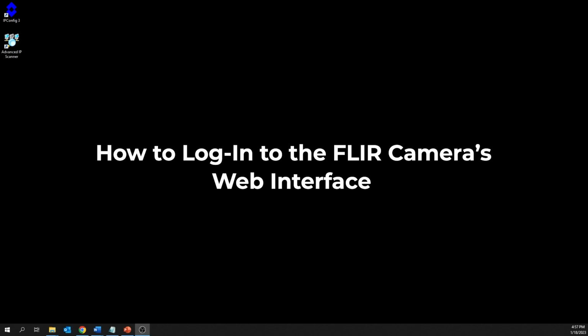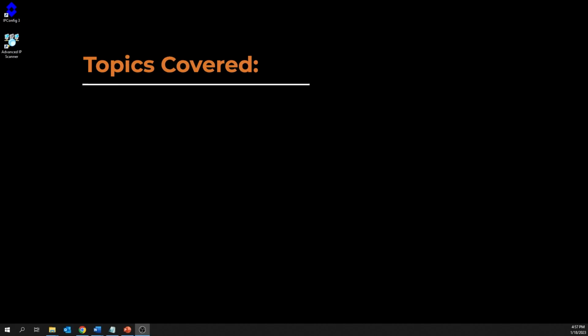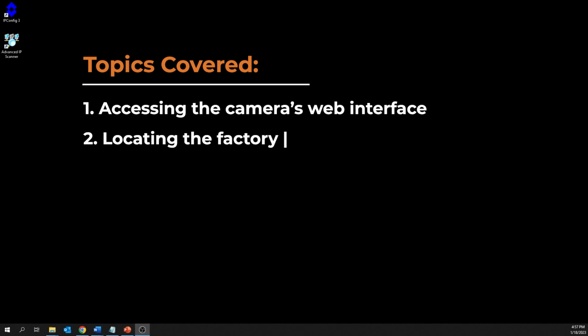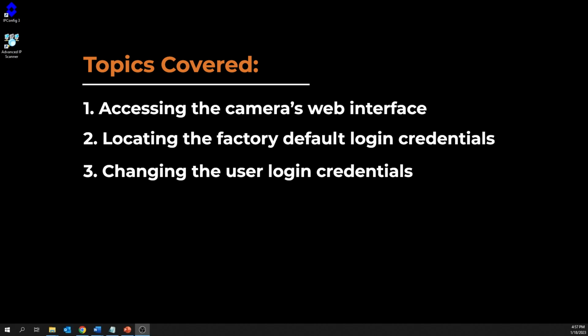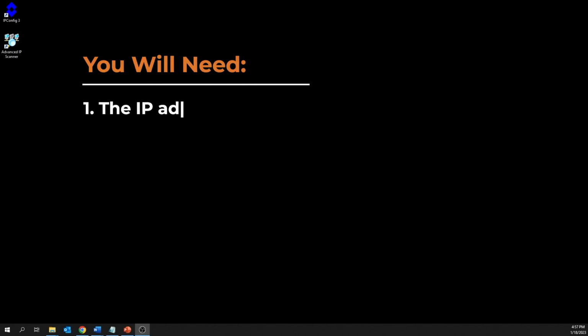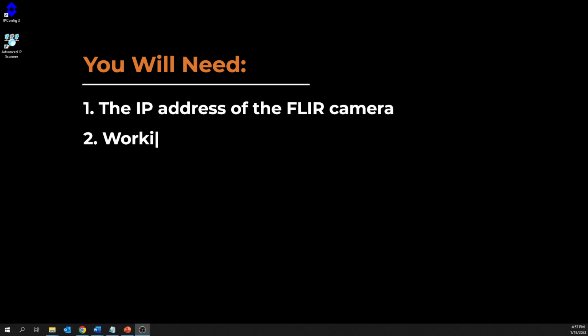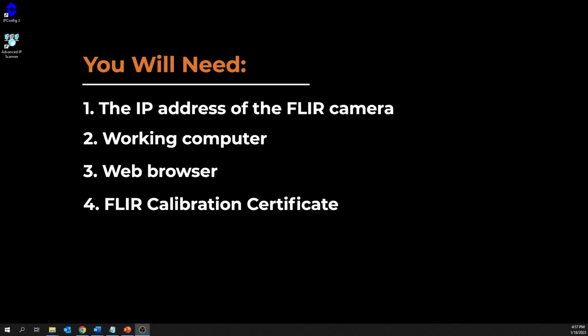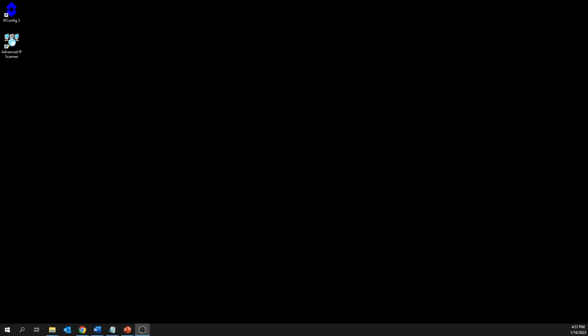Okay, let's get started. Topics covered in this video will include accessing the camera's web interface, locating the factory default login credentials, and changing the user login credentials. To complete this process, you will need the following: the IP address of the FLIR camera that is properly powered and connected to the network, a working computer that is also connected to the same network, a web browser, and a FLIR calibration certificate to determine the default login credentials.